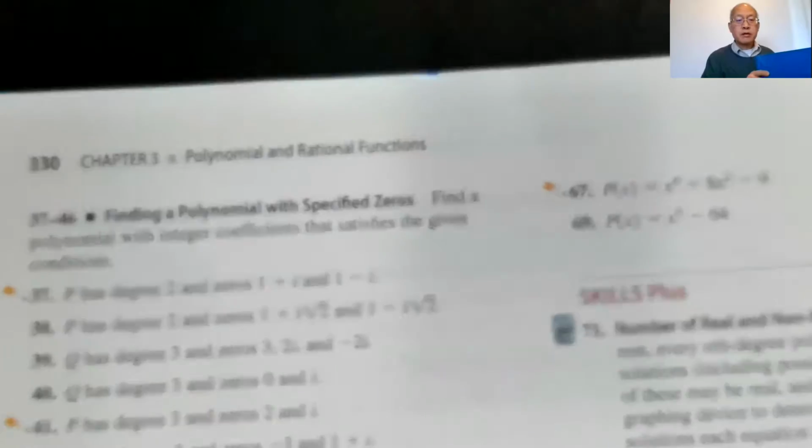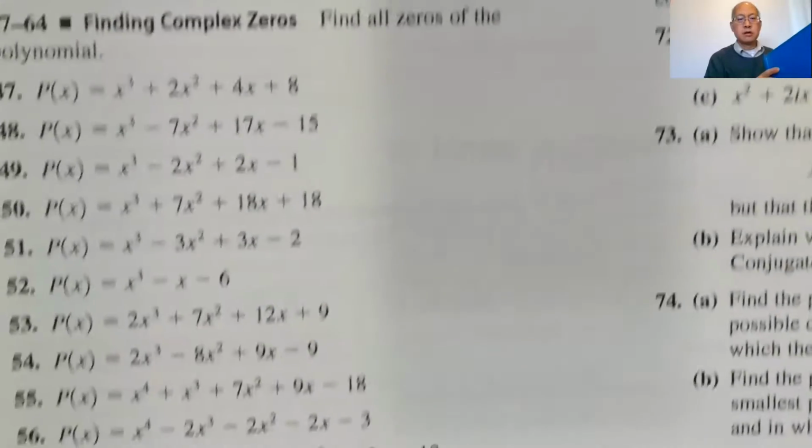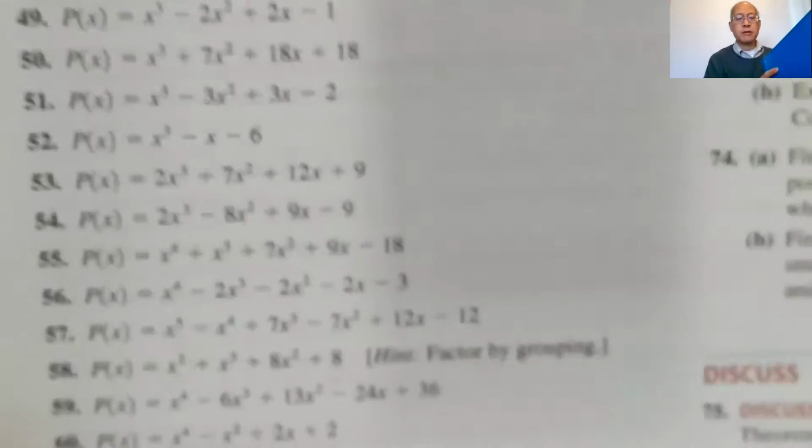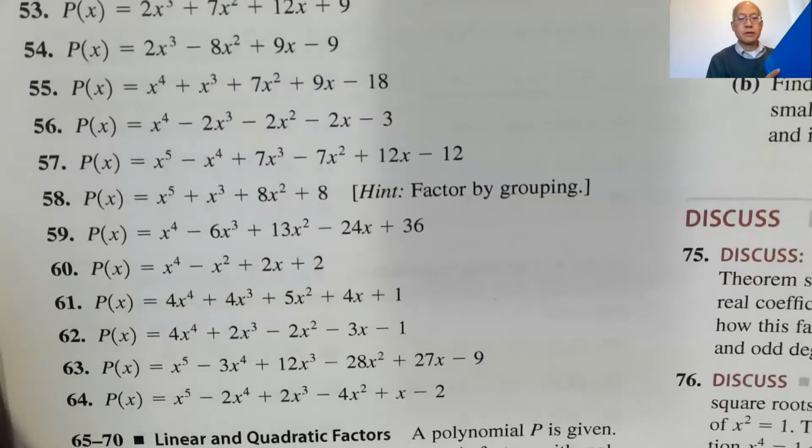And on page 330. Zeros. So we have complex solutions now, a plus bi stuff. And that should be that.